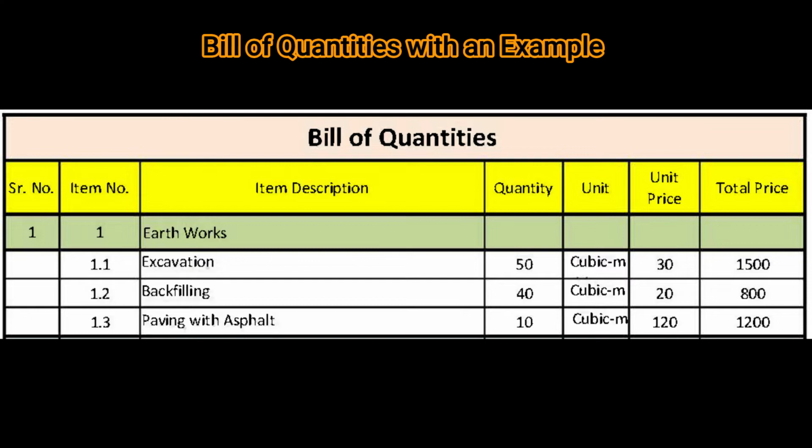Item number 1.3, it's asphalting. Quantity is 10, unit is cubic meter, unit price is 120 and the total price is 1200.